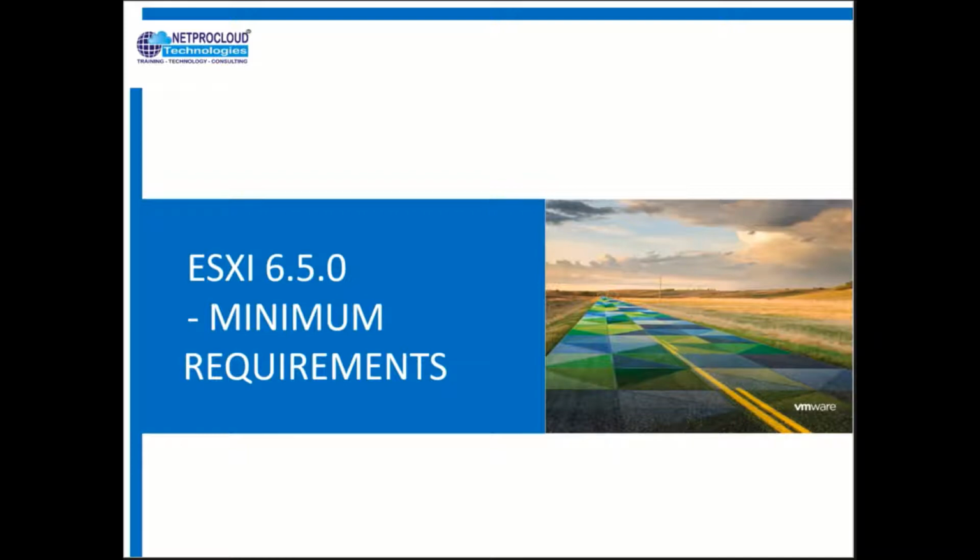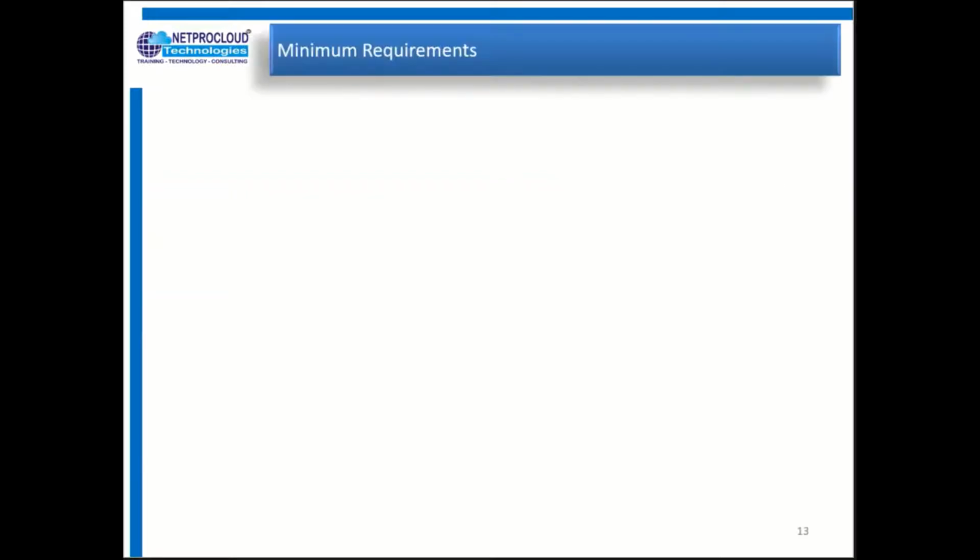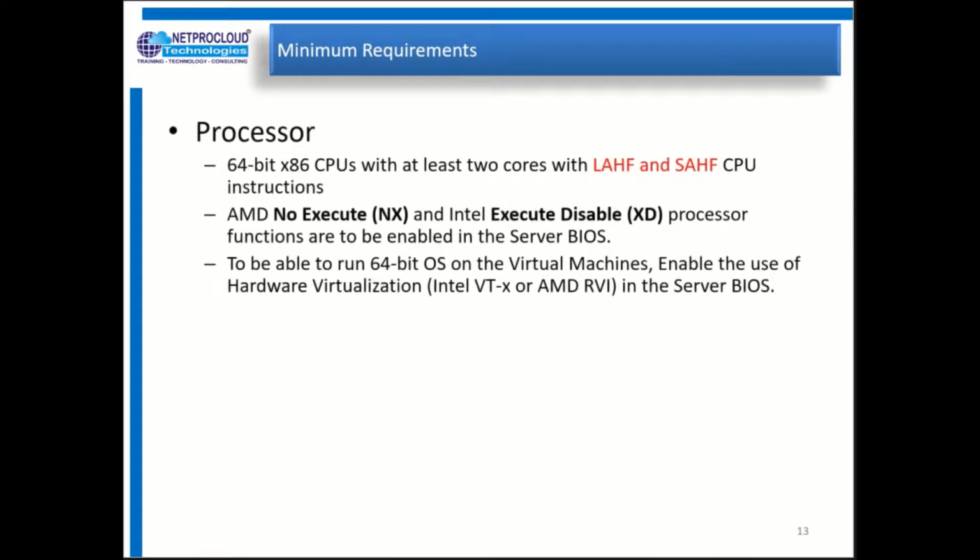Now talking about the minimum hardware requirements for ESXi installation. First of all, the processor. It should be a 64-bit processor with 2 cores, and with one more feature, LAHF and SAHF, which should be enabled in the processor. The second is AMD No Execute, meaning NX, and Intel Execute Disable. These functions should be enabled in the server BIOS. Apart from that, to run a 64-bit OS on the virtual machine, enable the use of hardware virtualization, Intel VT-x or AMD RVI, in the server BIOS.